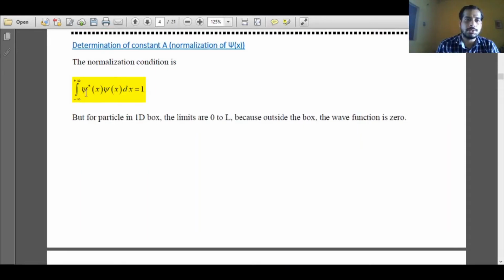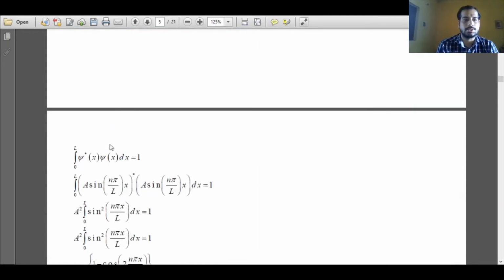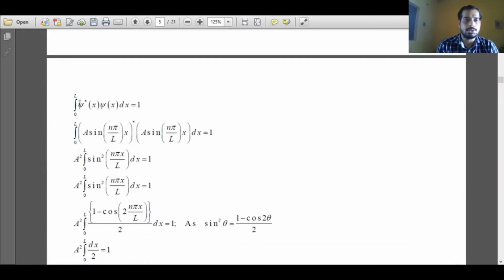What is the normalization condition? ψ*(x)ψ(x) integrated over the whole space is equal to 1. What does this mean? This means that there is a certain probability that the particle will be found within the region considered. And what is the region considered in our one-dimensional box problem? The region we have considered is 0 to L. We are saying that in region 2, from 0 to L, the particle is found somewhere in the region. So I'll apply the limits from 0 to L and apply the normalization condition.